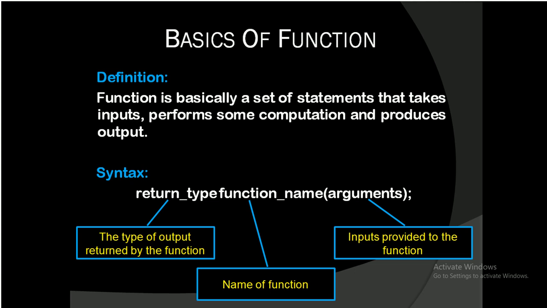The syntax of the function is return type, function name, and in the parentheses, arguments. Here the return type indicates the type of the output returned by the function. Function name is the name of the function, which should satisfy some identifier rules. Arguments indicate the inputs provided to the function. It is not compulsory to provide the arguments.